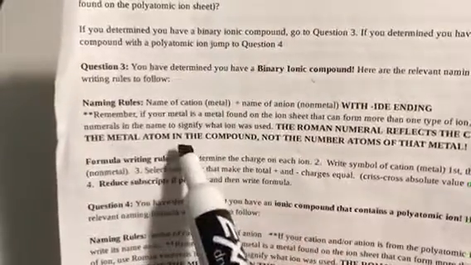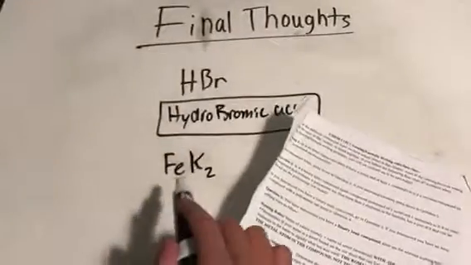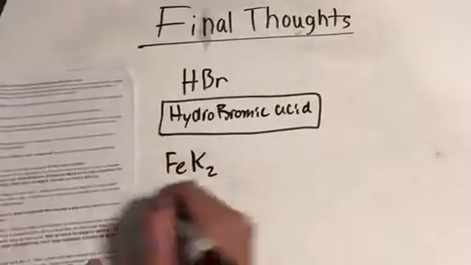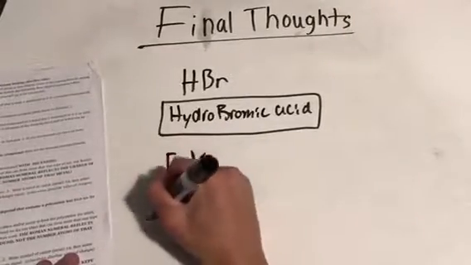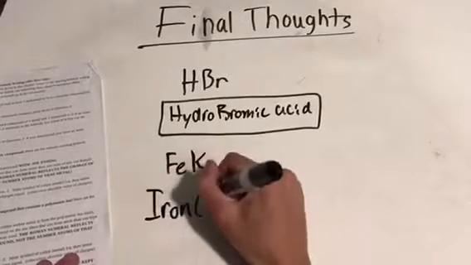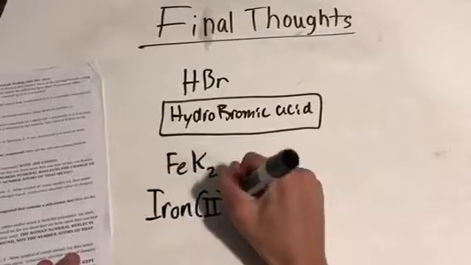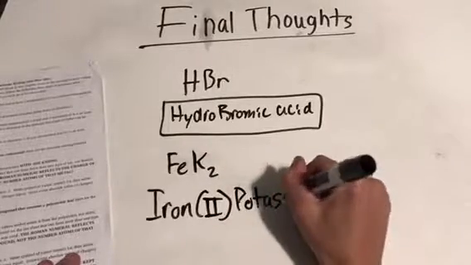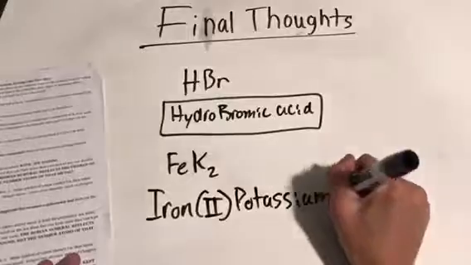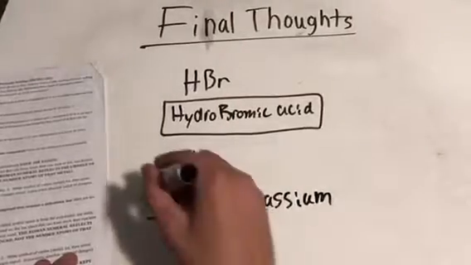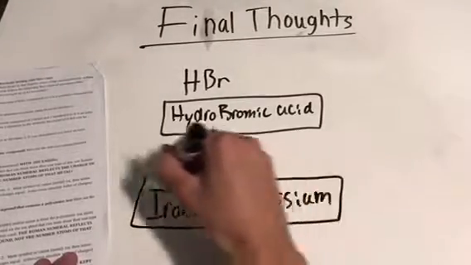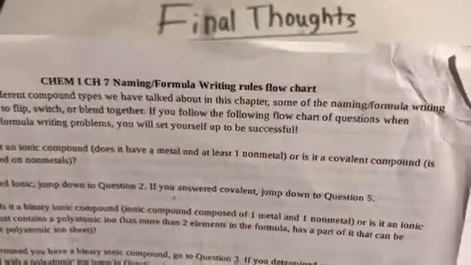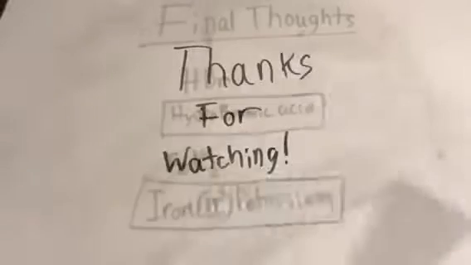So I can read all these naming rules and figure out how to name this compound, which, after reading these, I now know is iron(II) potassium. And there you have it. That is how you use this really, really helpful naming and formula writing rules flowchart.